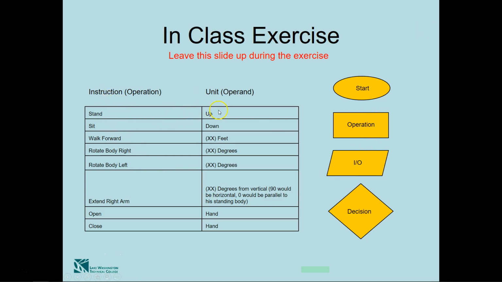So if you stand, then the operand will be up, sit will be down, walk forward how many feet, rotate body right how many degrees, rotate body left by how many degrees, extend right arm by how many degrees, and then open hand or close hand. All these instructions you'll be using in this block diagram, so come up with a good idea and see how it works out.